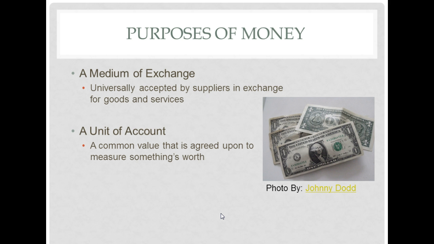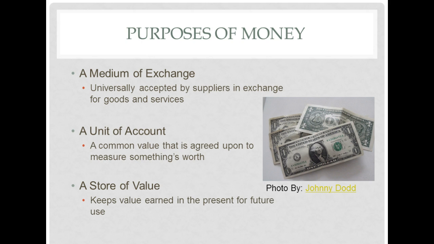Money, therefore, serves as a common standard that we can all agree on. If we say now that a Picasso is worth $1 million and a diamond ring is worth $1 million, we now understand how those two things are equally valuable. The last purpose of money is as a store of value.